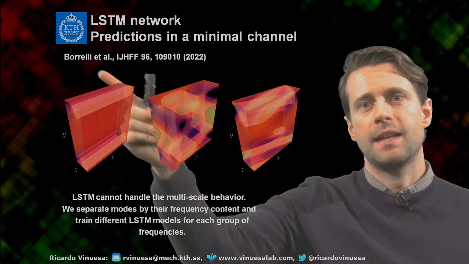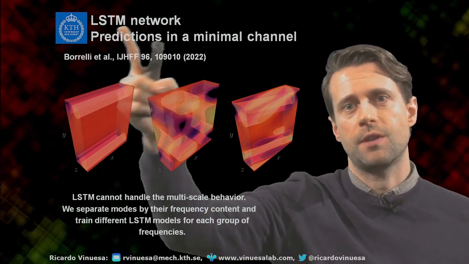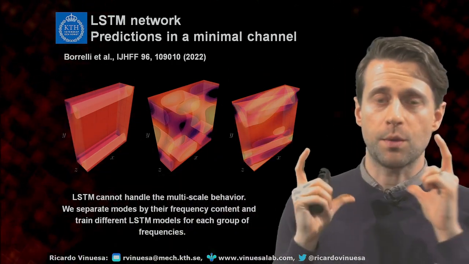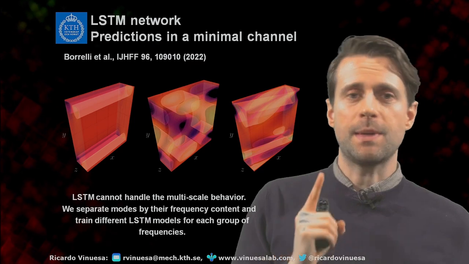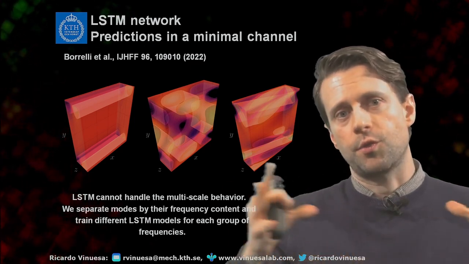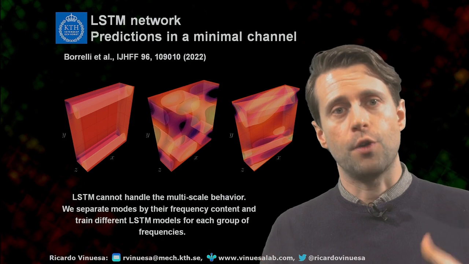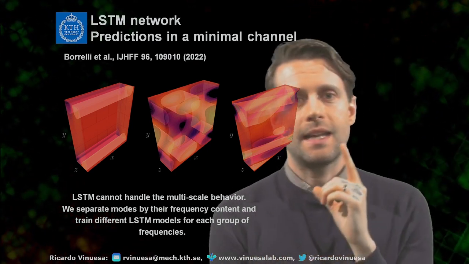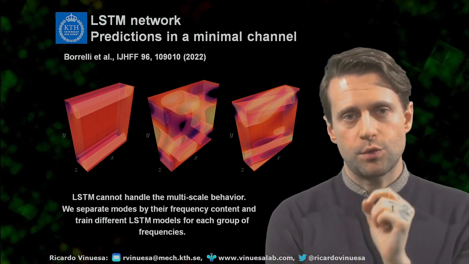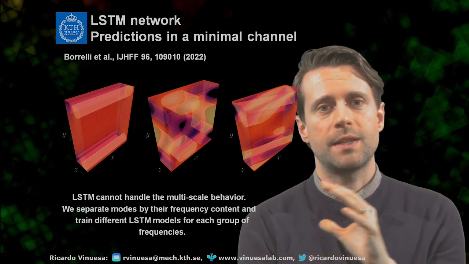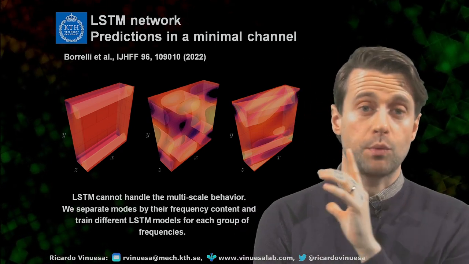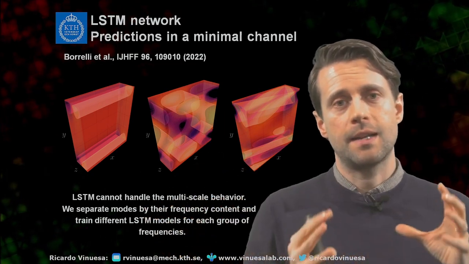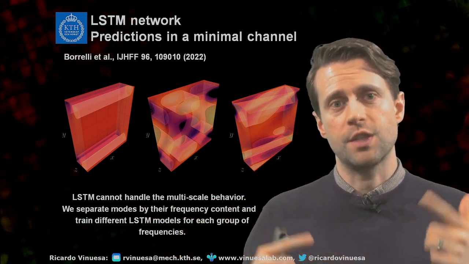This is work by Borrelli and others, also in the International Journal of Heat and Fluid Flow. So you can see all the data and all the information over here. What we observe in this case is that in the minimal channel, there is a quite broad range of temporal scales on those POD modes that we obtain, because this is turbulence. The key is the LSTM doesn't perform very well if we want to capture all the temporal dependencies of all the scales at once. But what one can do is group the modes into different ranges of scales and train different LSTM models for each of those ranges.